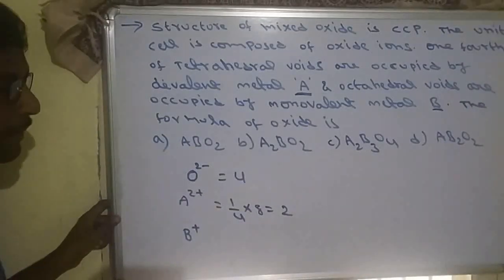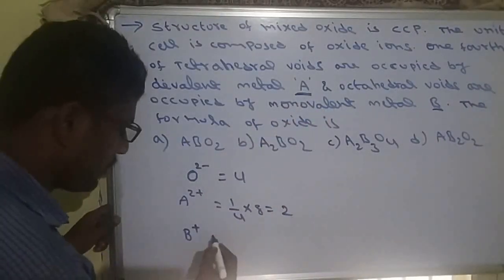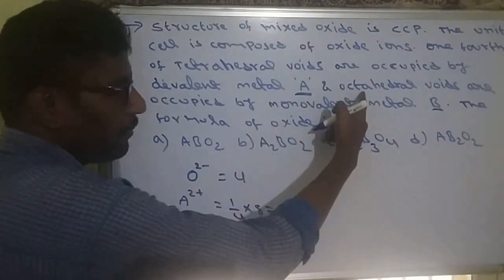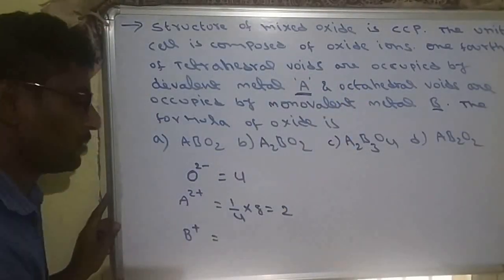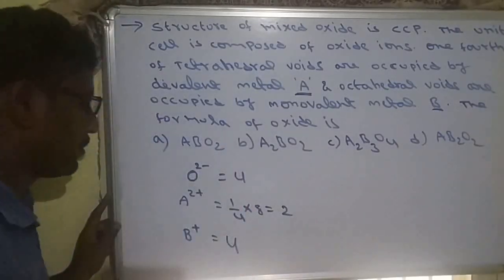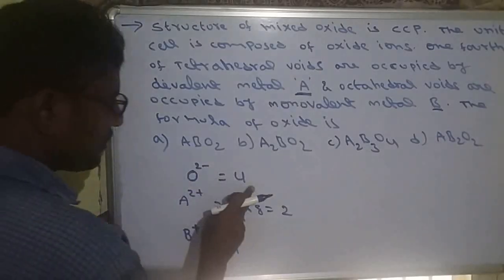Similarly, monovalent metal B. So B plus, monovalent, is given, so B plus I have taken, which is occupying octahedral voids. Octahedral voids are equal to the number of atoms. The number of atoms in FCC is 4, so octahedral voids are also 4.